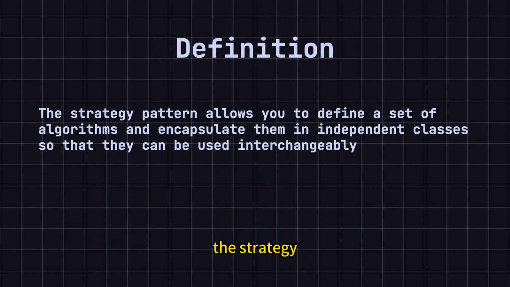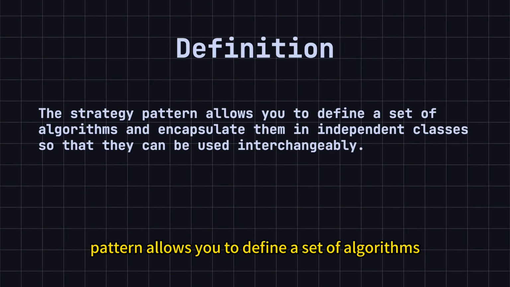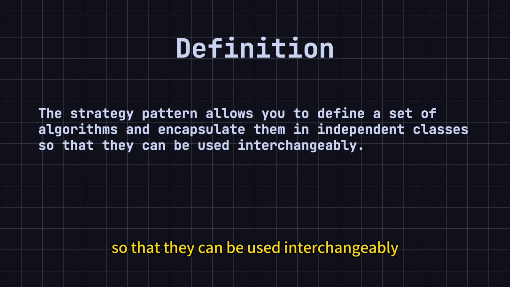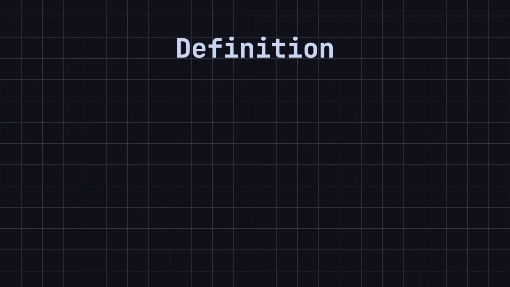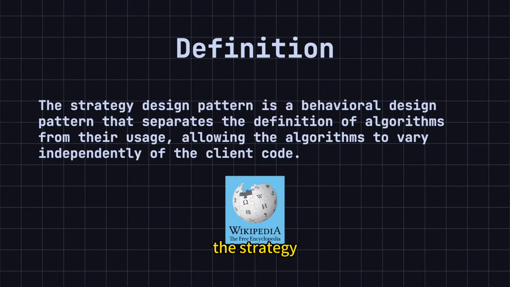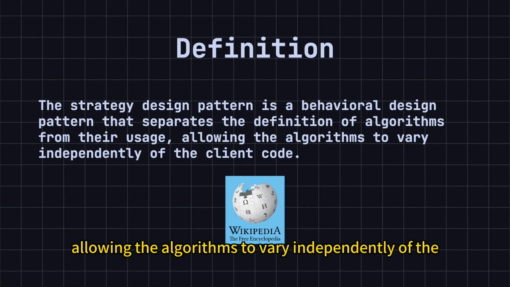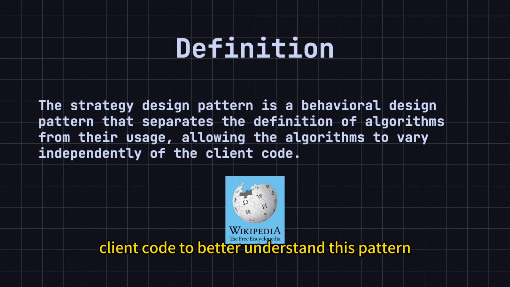Simply put, the strategy pattern allows you to define a set of algorithms and encapsulate them in independent classes so that they can be used interchangeably. According to Wikipedia, the strategy design pattern is a behavioral design pattern that separates the definition of algorithms from their usage, allowing the algorithms to vary independently of the client code.